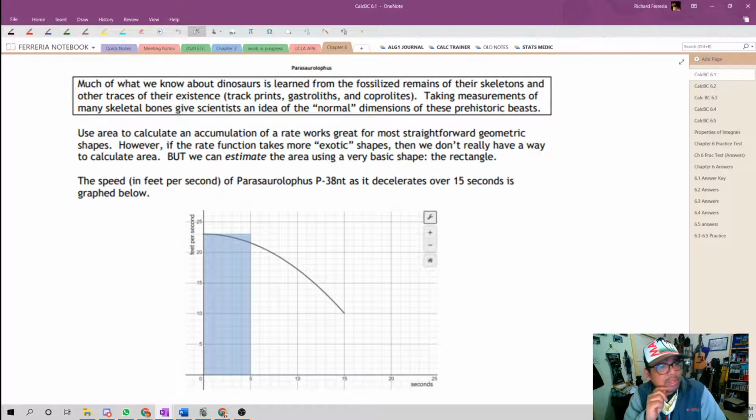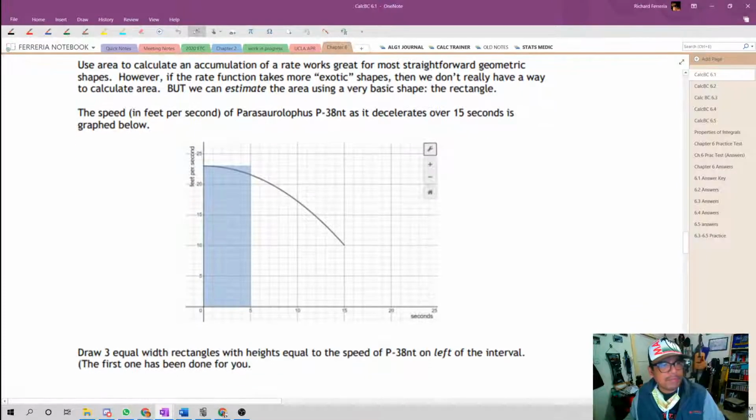Using area as an accumulation of rate works great for most straightforward geometric shapes. However, if the function takes on a more exotic shape, then we really don't have a way to find that area. However, we do have a way to estimate that area with pretty much our most basic shape, the rectangle. So here is the speed function for a Parasaurolophus, P38NT, as it decelerates over 15 seconds.